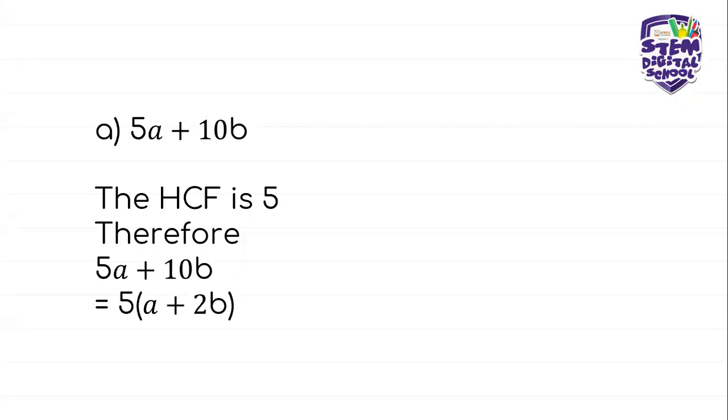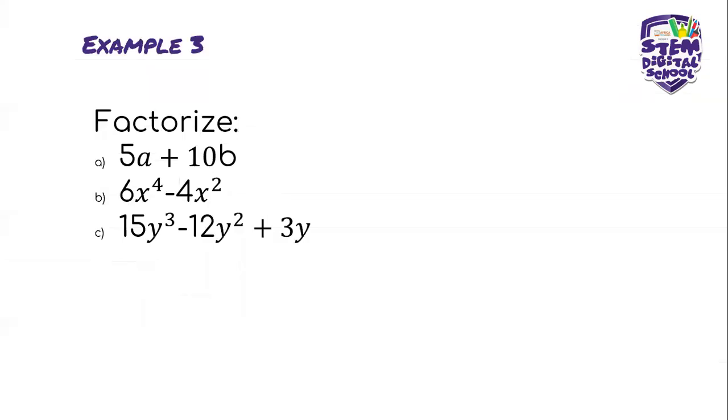So it will take you back to the original form. Because if you multiply 5 times A plus 2B, 5 times A is 5A, and then 5 times 2B is 10B. So that is the original expression. Now, to factorize 6x to the power 4 minus 4x squared, I see Natalie has attempted to solve that, and we said that 2 is the common factor, but not the only one.